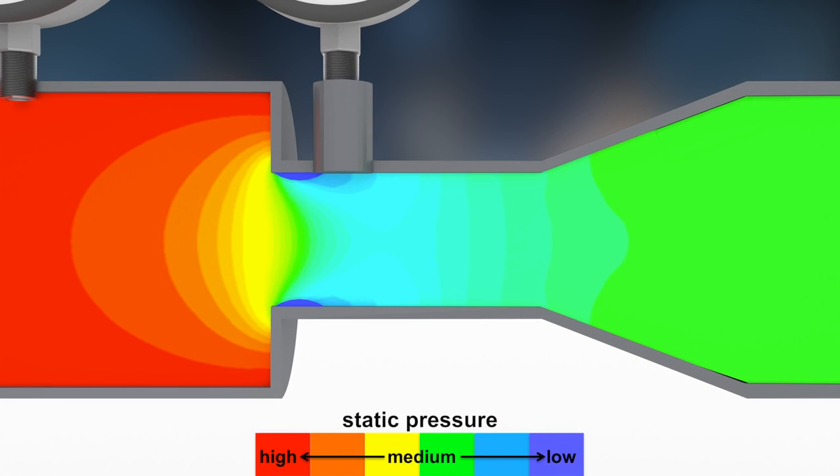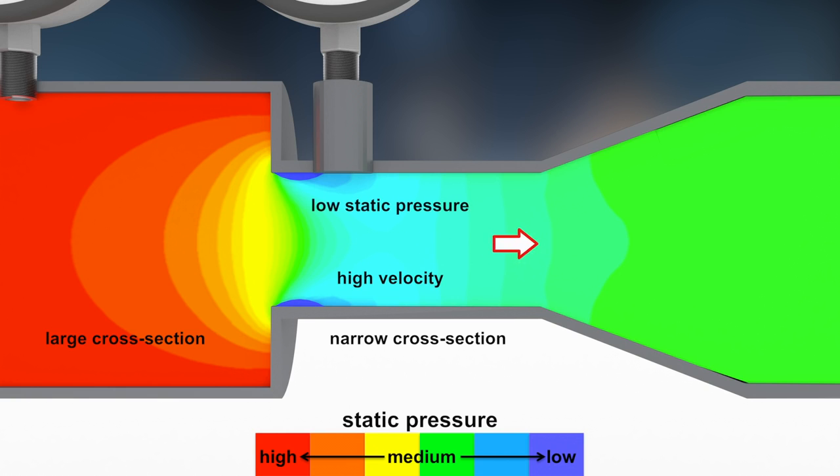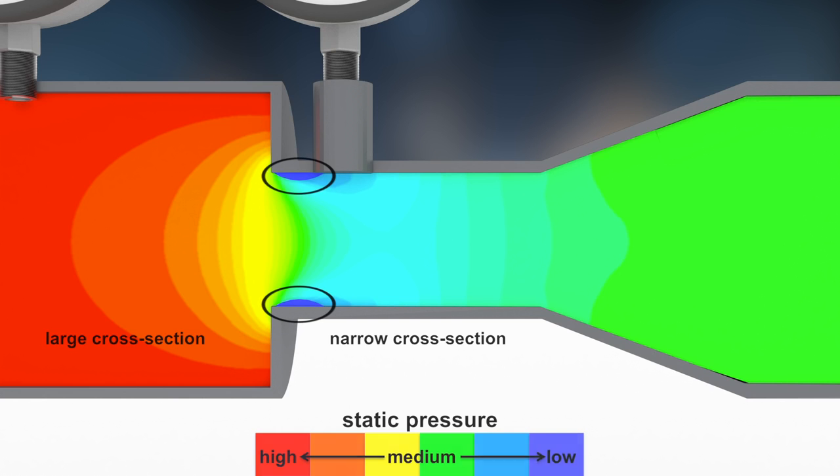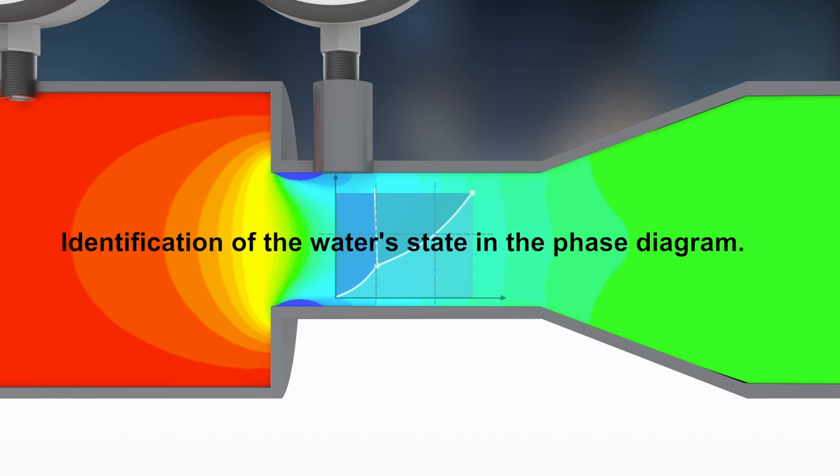The same amount of water per time flows through the pipe with a large cross-section as through the narrow cross-section. Therefore, the velocity is higher in the narrow part and the static pressure is lower. The pressure is especially low at the exposed edge at the inflow side of a narrow part.